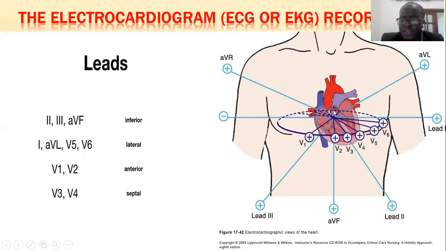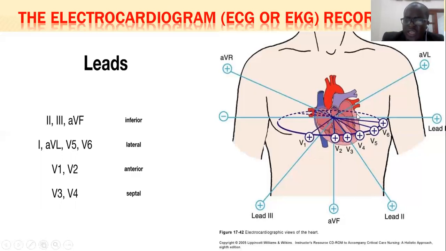Then you have lead 1, AVL, V6, and V5. You can see these leads are looking at the lateral aspect of the heart. So they're looking at the left ventricle of the heart. The leads that will give you more information about the performance of the left ventricle are lead 1, AVL, V6, and V5. So these are looking at the lateral aspect of the heart.